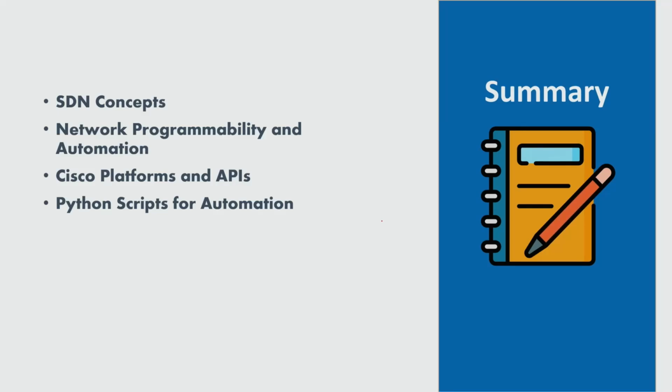Here we covered SDN concepts. We also discussed network programmability and automation. We talked about Cisco platforms and APIs, and we discussed a sample Python script that is used to communicate to the Cisco Firepower Management Center, or FMC.